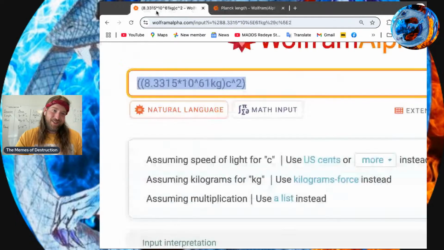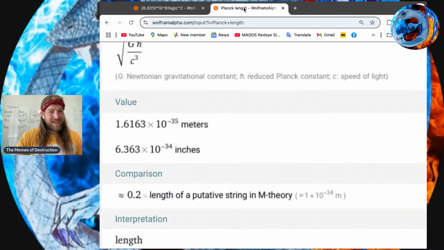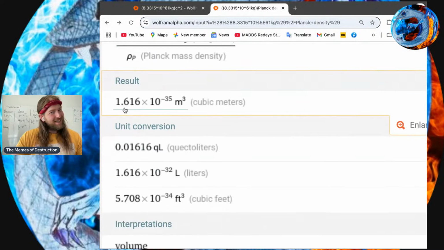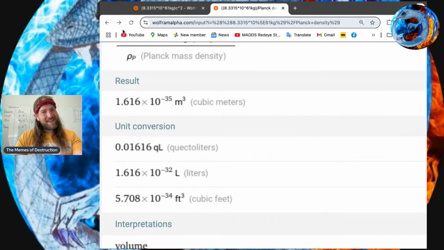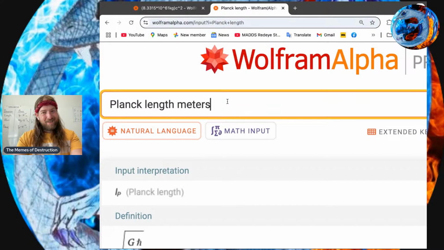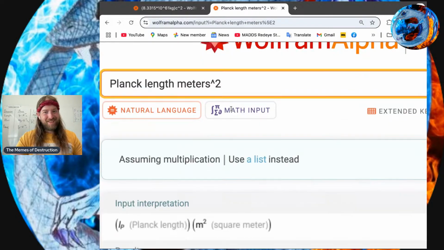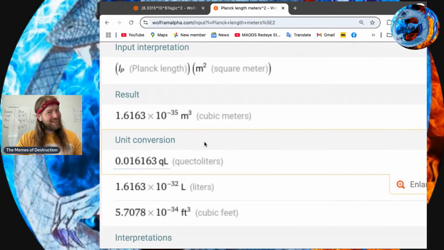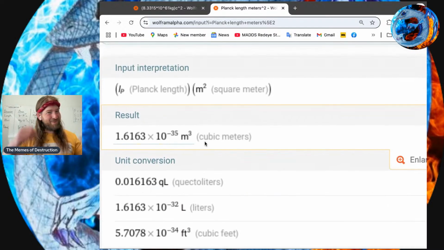Now again, maybe this shouldn't be surprising given our construction there, because we're literally just squaring that dang thing, but I find it interesting that if we do that calculation, we get the Planck length in meters squared. Meter squared strikes again!